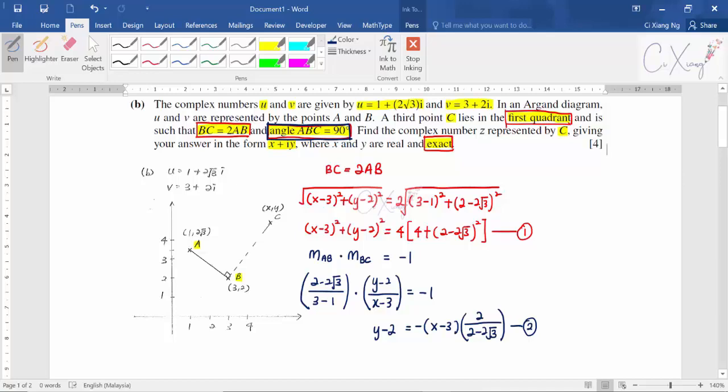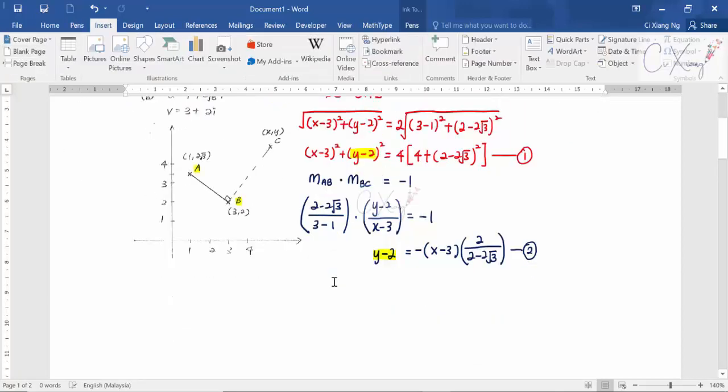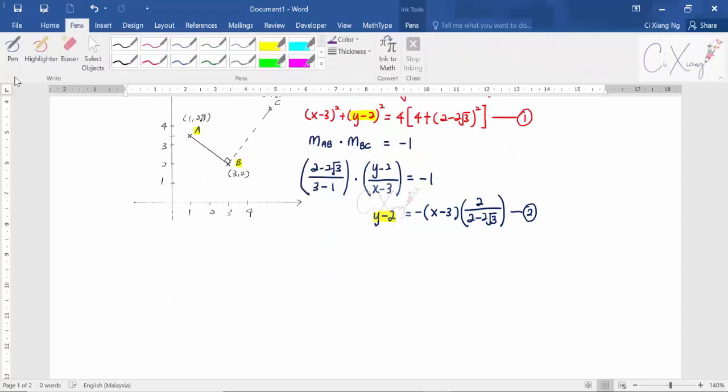Okay, so now let us try to solve the equations simultaneously. To solve them simultaneously, I will substitute equation number 2 into equation number 1. That means I will substitute this whole expression for y minus 2 into this part. The steps now will be a bit more complicated, so we have to go slowly. So, substitute 2 into 1.